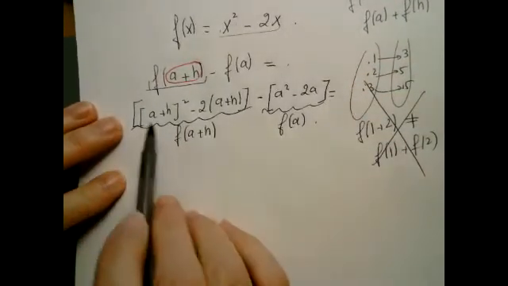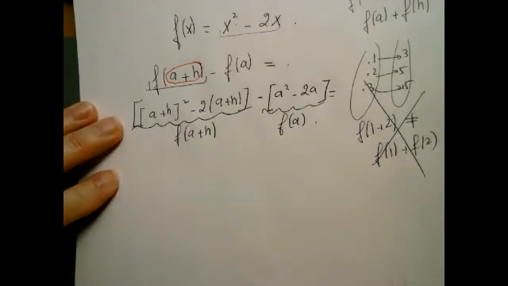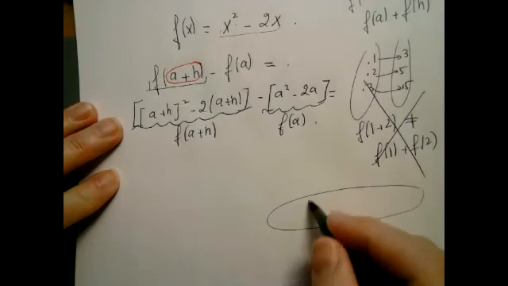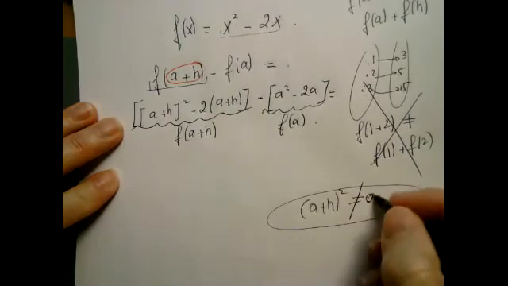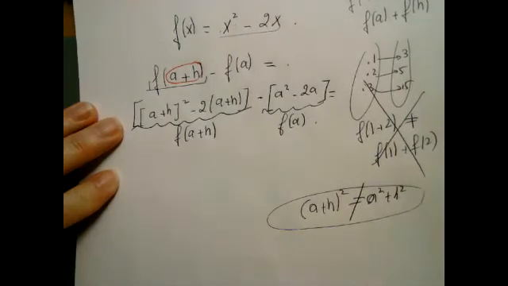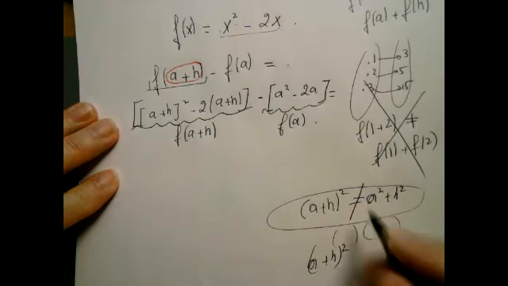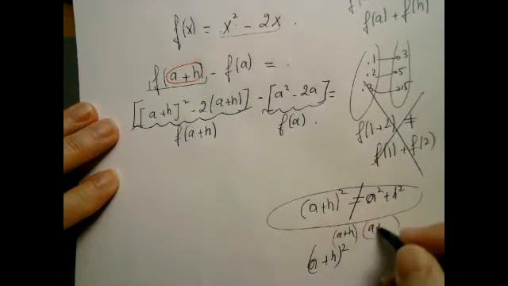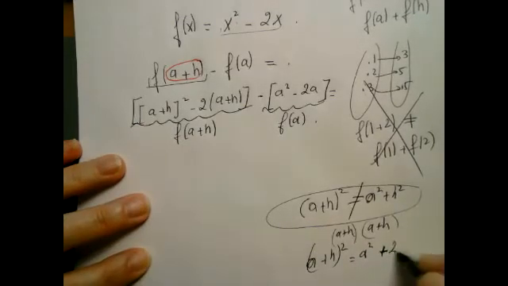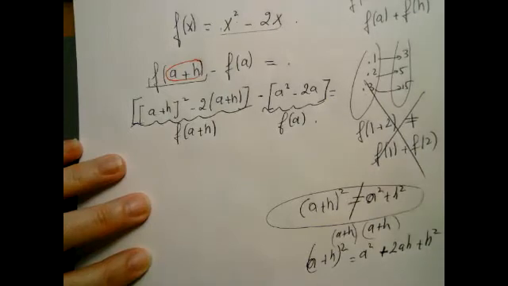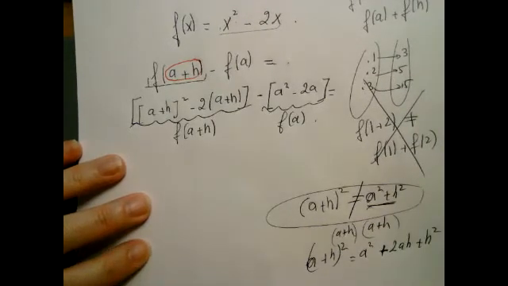Now the rest is algebra. A plus h squared: again, there was a very typical mistake. The quantity A plus h squared is not A squared plus h squared. Absolutely not. You cannot break it this way. You just have to distribute. When you distribute, you get A squared plus 2Ah plus h squared. You do not get A squared plus h squared.